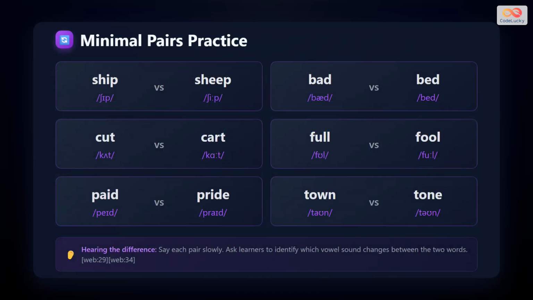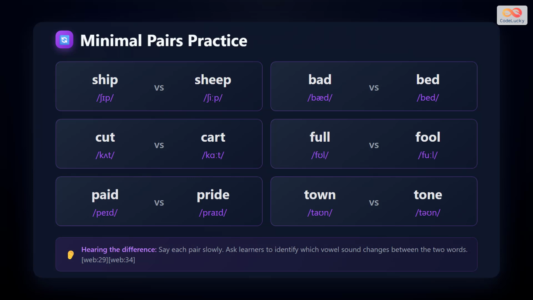Minimal pairs are 2 words that differ by just 1 vowel sound. This helps you train your ear to hear the exact difference. Ship versus sheep. The first uses the short I sound, the second uses the long E sound. Bad versus bed. The first uses the flat A sound, the second uses the E sound. Cut versus cart. The first uses the short U sound, the second uses the long A sound. Full versus fool. The first uses the short U, the second uses the long U.